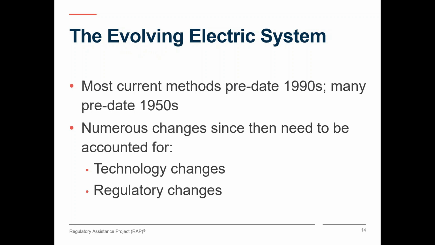Most of the cost allocation methods now being used predate the 1990s. Many go back to the 1950s. Since then, numerous technology and regulatory changes have occurred. Cost allocation techniques can and should be updated to account for these changes. Conversely, older techniques often have difficulty accounting for these changes.